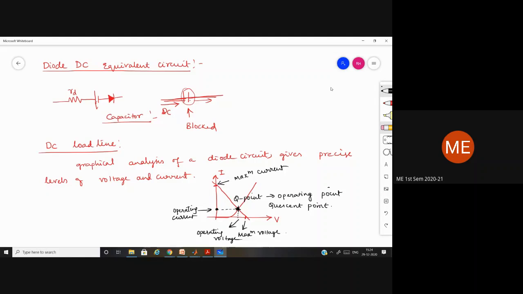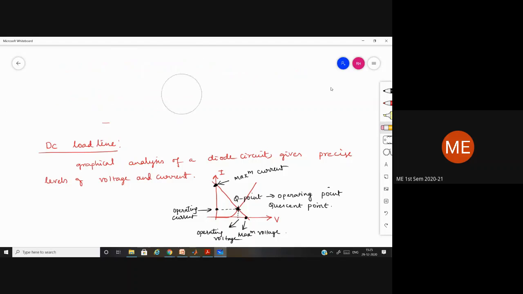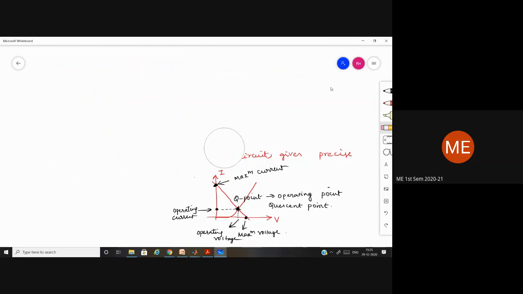Okay, so now the question is, yes, we are fine with this. How will we come to know that this is the point and this is the point? This is a VI characteristics we obtain by knowing the diode behavior, or by doing some experiment. We can plot this graph, but how will we come to know that this is the point and this is the point? For that, we'll take an example of a circuit and analyze it.